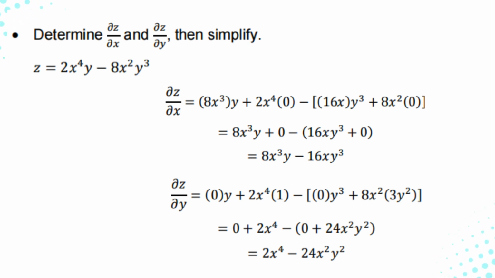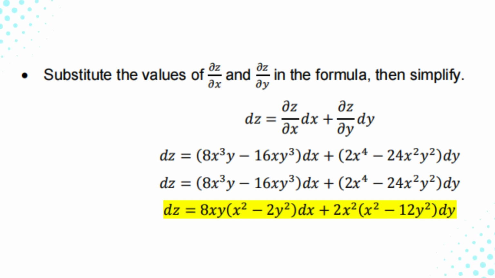For our partial z over partial y, we have 0 times y plus 2 times x raised to 4 times 1 minus the quantity of 0 times y cubed plus 8 times x squared times 3 times y squared. And then simplify, we have 0 plus 2 times x raised to 4 minus the quantity of 0 plus 24 times x squared times y squared. And finally, partial z over partial y equals 2 times x raised to 4 minus 24 times x squared times y squared.